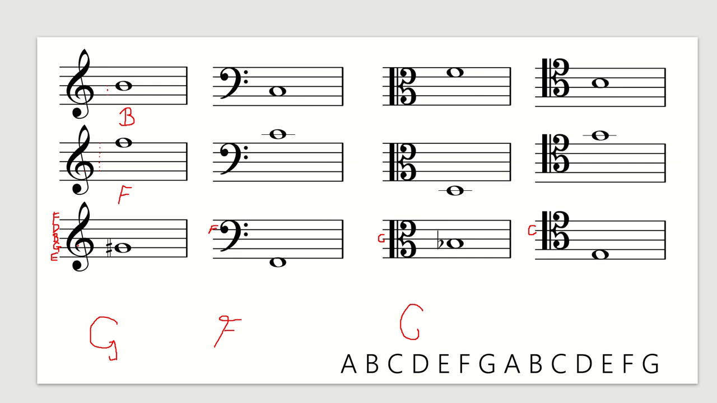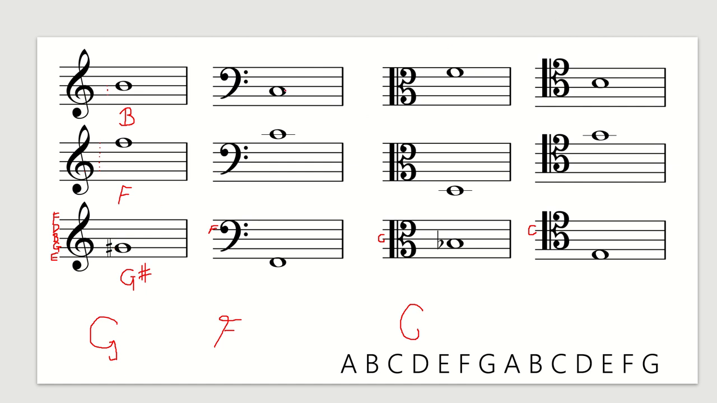What about this one? Well, it's on the G ledger line, or the G line, but you can tell that because it's got this symbol in front of it, the sharp symbol, it's going to be G sharp. So just be careful if there's a sharp symbol, we have to put that in as well. Otherwise it's going to be natural.